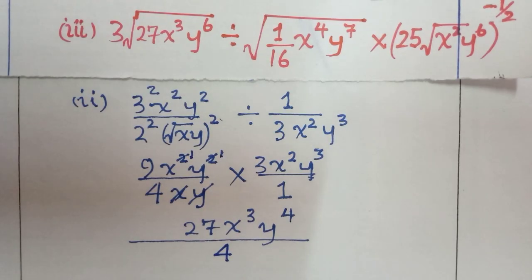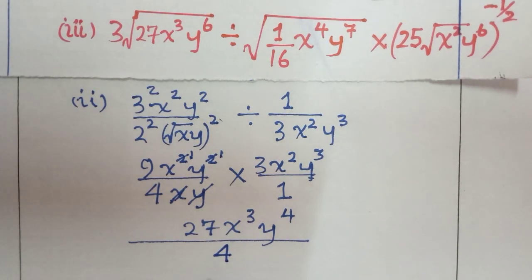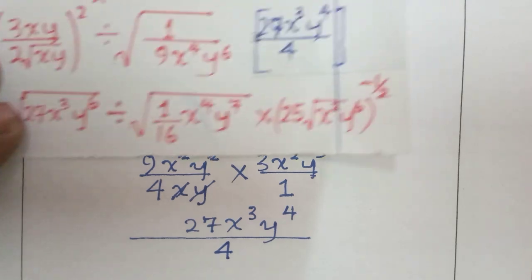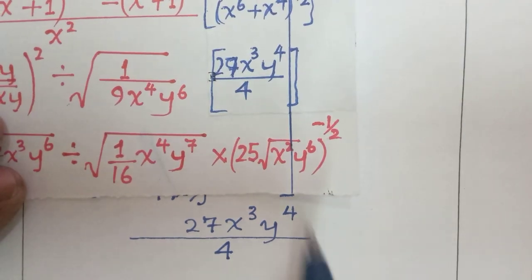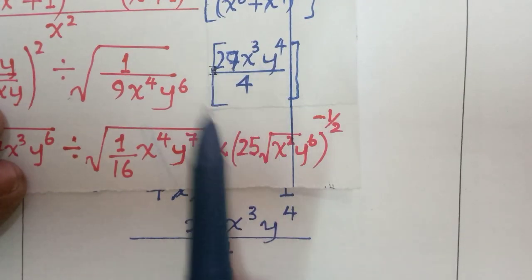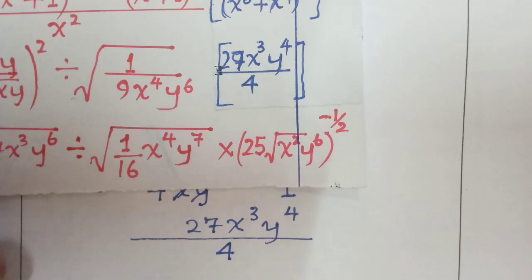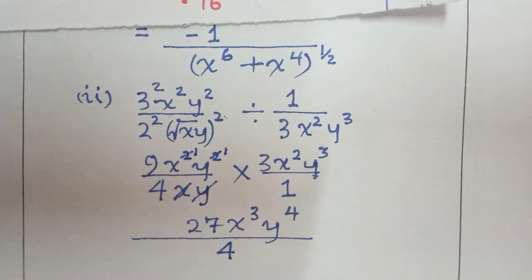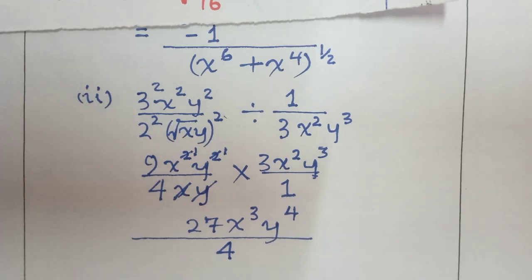And so, guys, this is how we do the next question. And as you can see, our answers actually are tallying. This is the answer for that. And this is what we have found out. So, guys, this is how we simplify the question given.